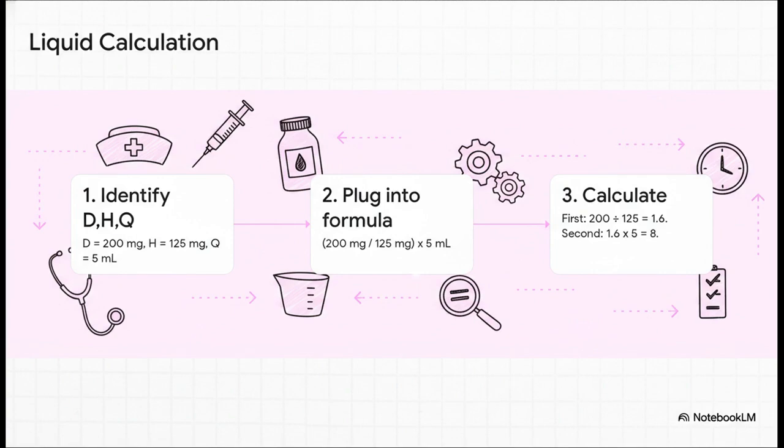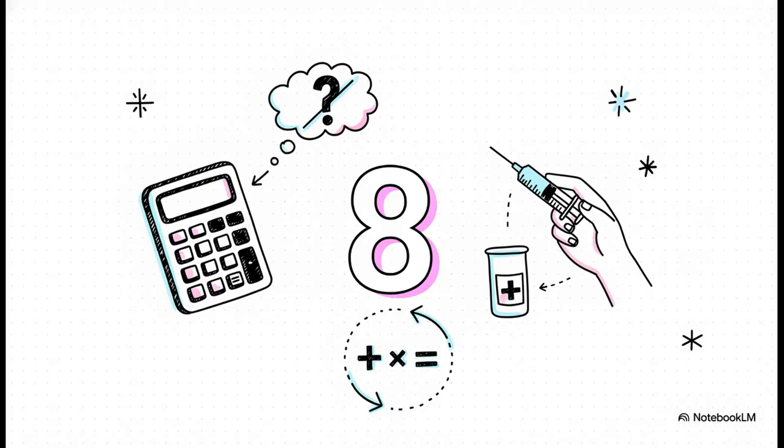Our formula becomes 200 divided by 125 times 5. You'll run that through your calculator and you get 8. So you're going to draw up 8 milliliters to give to the patient. And again, the formula worked perfectly. It takes all the guesswork right out of the equation for you.